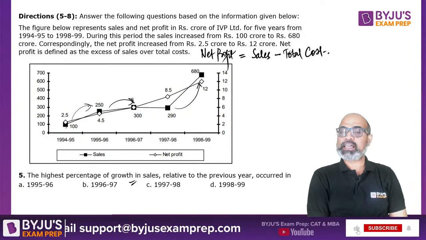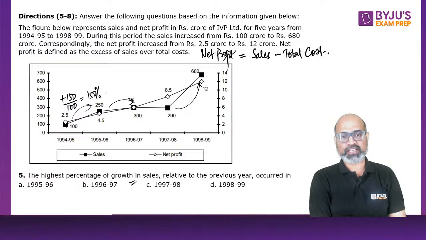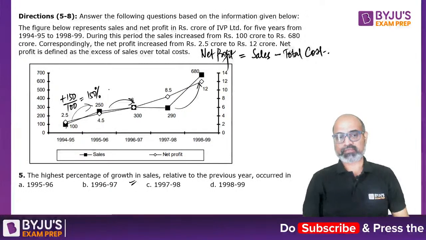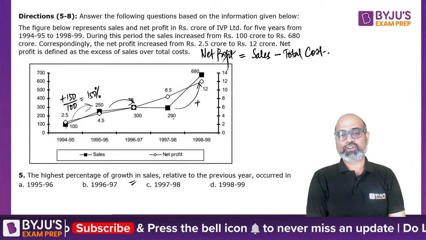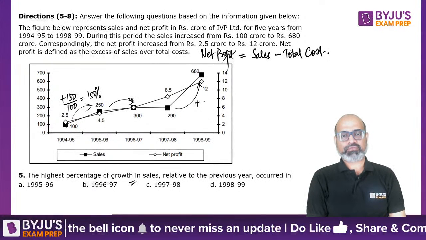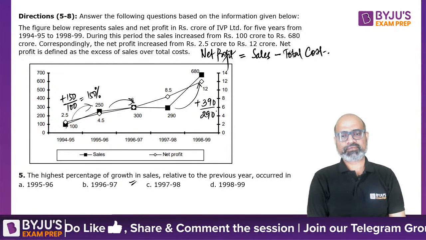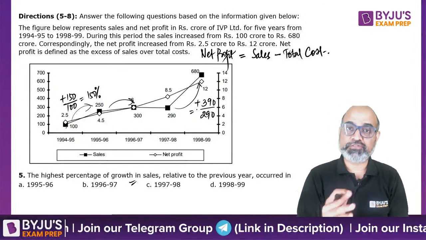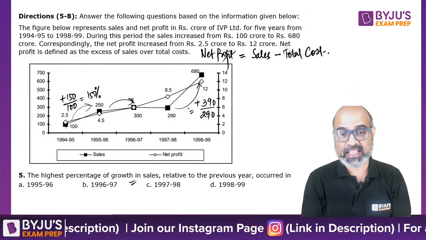Look, 100 has become 250, so can I say this is an excess of 150 over 100? So can I say this is 150 percentage? A 150 percentage increase happened here. 290 has become 680, so can I say there is an increase of 390 over 290? Is it 1.5 times? Is it 1.5? Is it 150 percentage? No, this is less than 150 percentage.